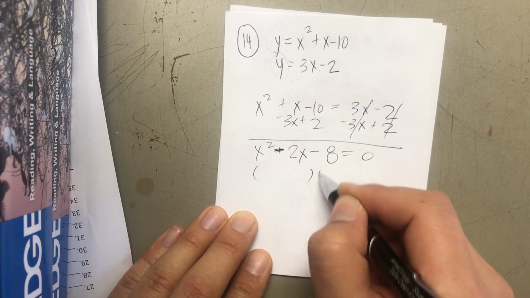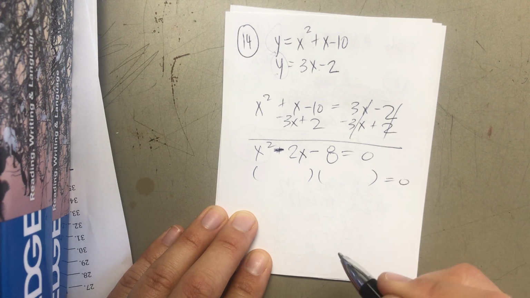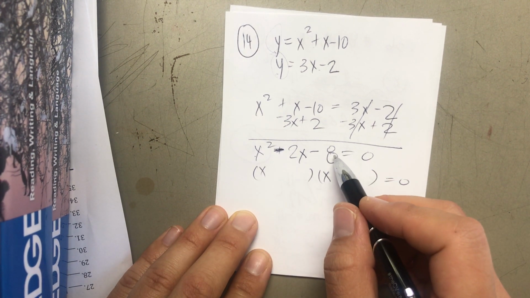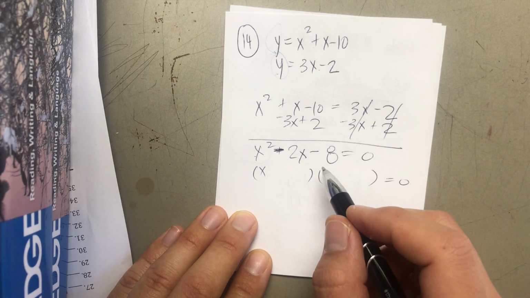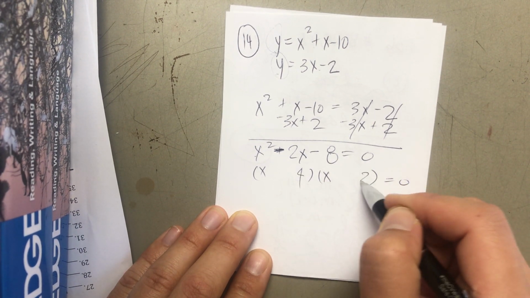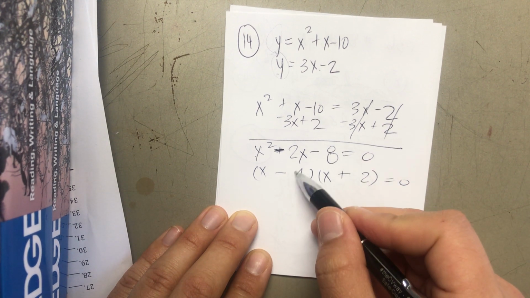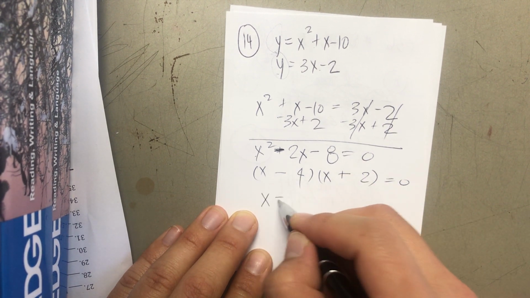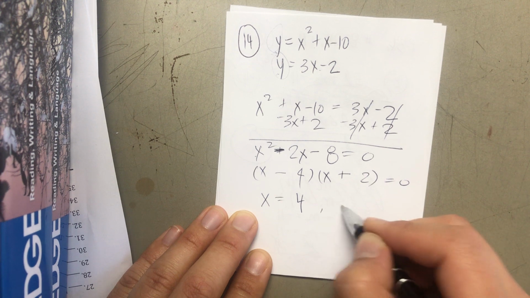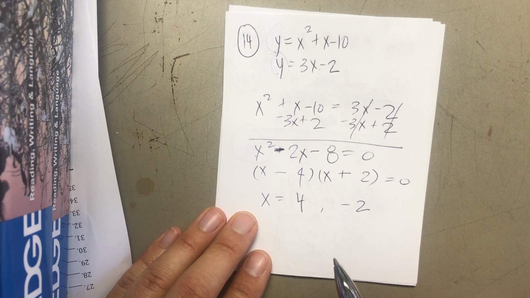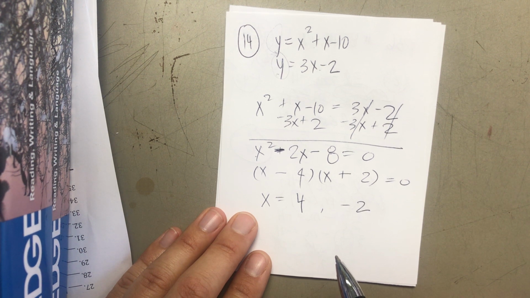When you do your X-box method, I do it the old school way. What times what is x squared? x, x. What times what is negative 8? If you add or subtract them, it would be negative 2. It would be 4 and 2, with the negative on the 4. And remember, when you take them out of the parentheses, x is going to equal positive 4, or it's going to equal negative 2. So they want to know which of the following is true about both points of the intersection.